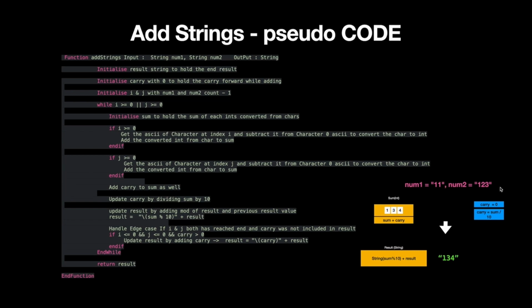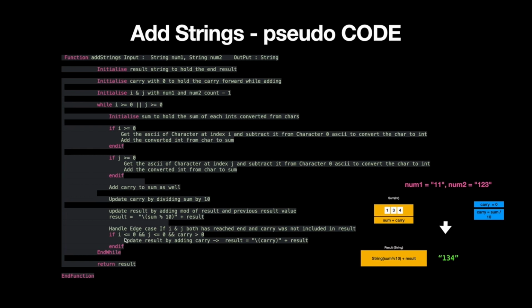Once we have these two, if carry is not 0, if there is any carry, then we will add the carry also into our sum, and then we'll update carry by dividing it by 10, right? And then we'll update our result also with sum mod 10 plus result, if it was already there from the previous loops, right?